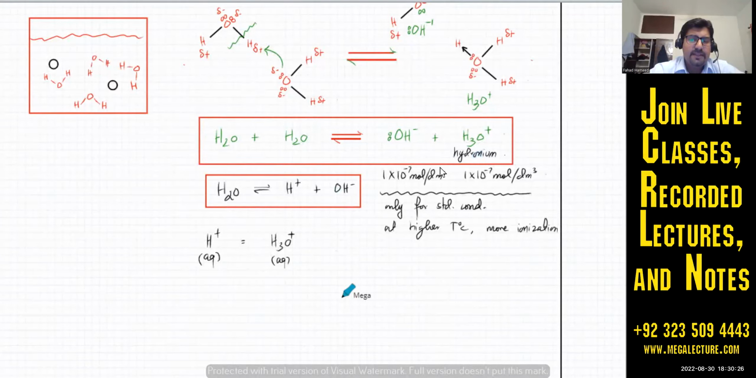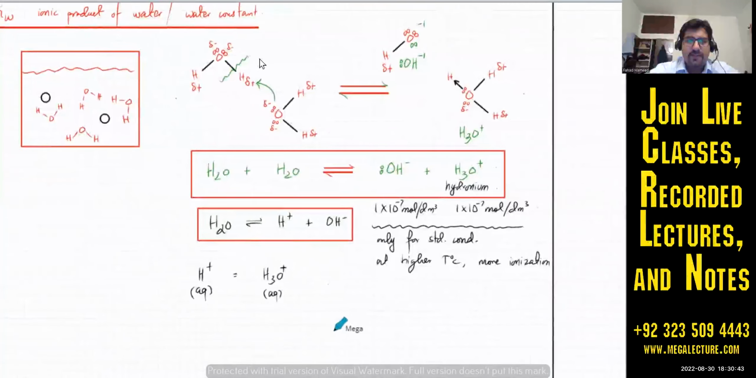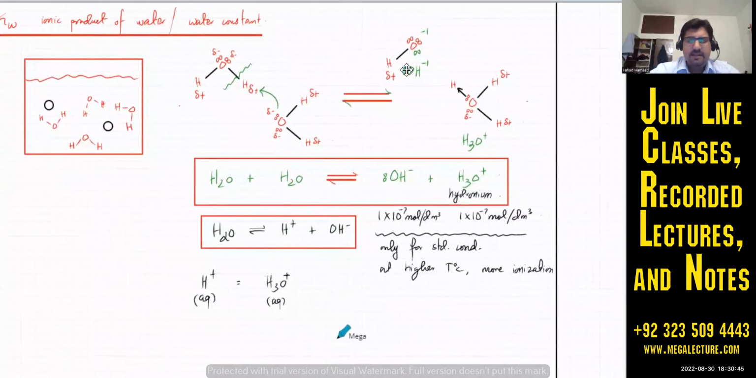I have also told you the concentration: the ions will be produced in this quantity under standard conditions at 25 degrees centigrade. At a higher temperature, there's going to be more ionization. They'll bump into each other a lot more if they have higher kinetic energy, which would result in more ions getting formed. So is this clear? Is this part clear, the ionization of water?